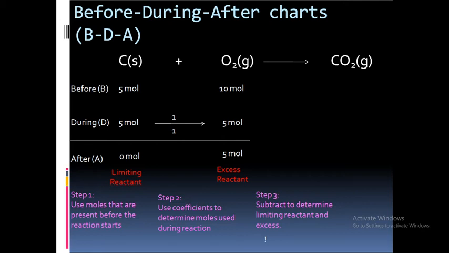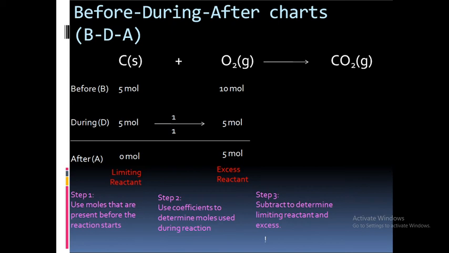So here what will happen after? For carbon, before and during are the same, 5. So as per the stoichiometry, 0 moles remain. That is the limiting reactant. Are you clear or not? Okay, the 5 moles are required, the 5 moles are reacted. This is the limiting reactant. As I already said, the limiting reactant is defined as a reactant that would disappear first if a reaction goes to completion. Are you clear or not?